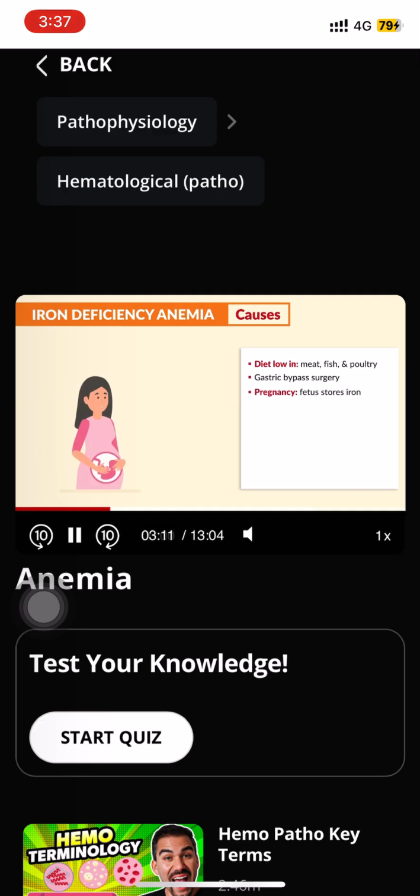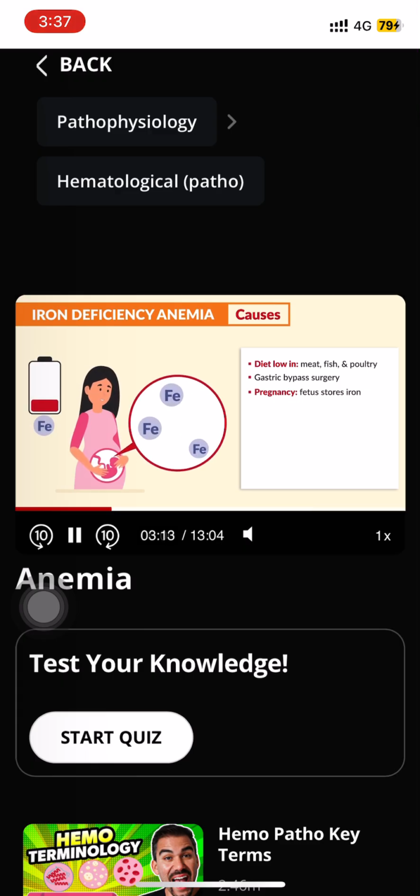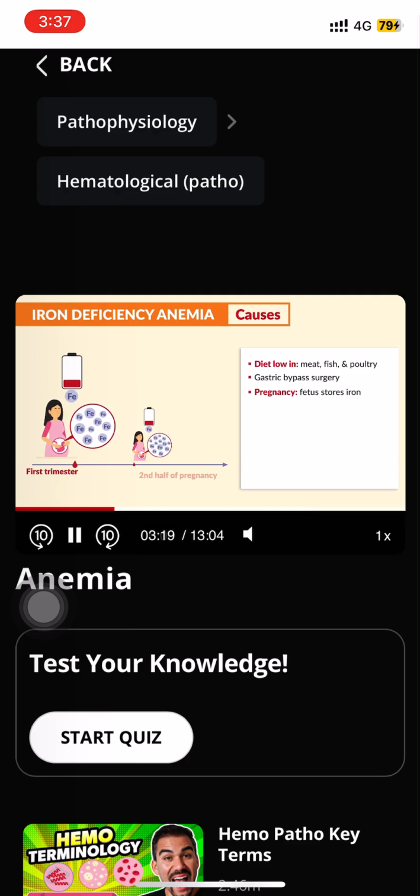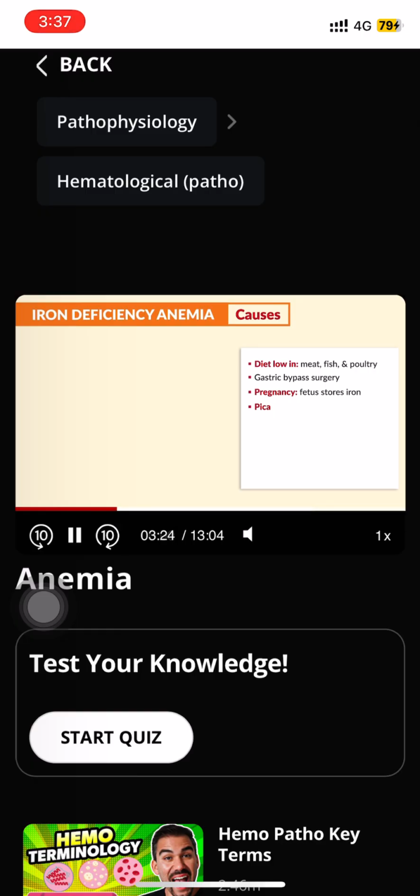Another known cause is during pregnancy. The fetus stores iron and it depletes the mother's iron storages, typically during the first trimester or during the second half of pregnancy. Now, pica is a very interesting cause.